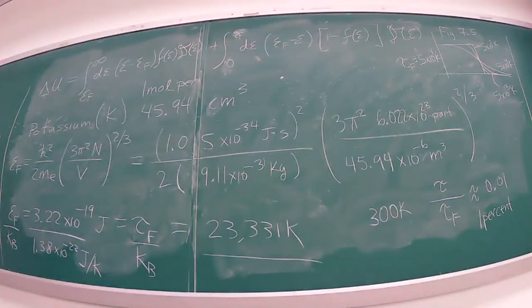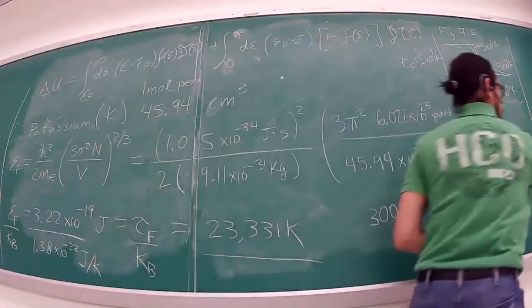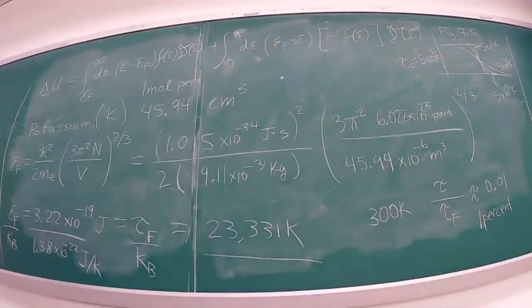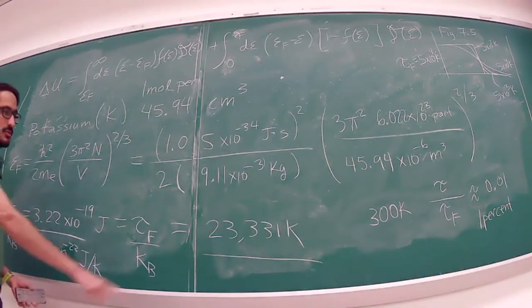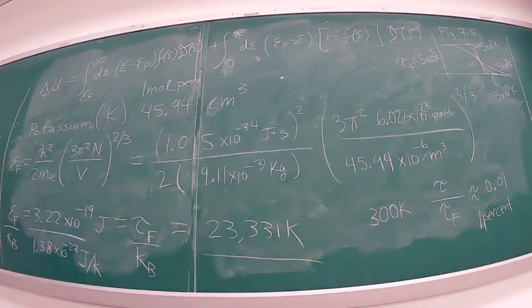And so what this shows you is that electrons in a metal are in their ground state. So they are degenerate and hence quantum, pretty close to an ideal Fermi gas. And that's pretty incredible, I think. You can hold the metal in your hand and some electrons have this temperature. Anyways, okay.